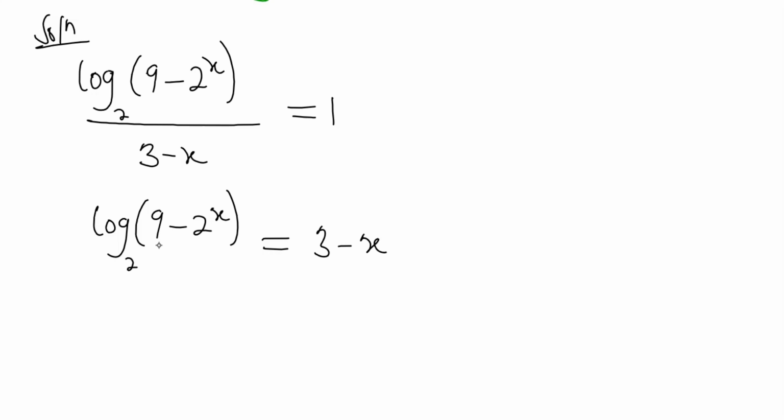So it means here, changing to exponential form, we are going to have our 9 minus 2 exponent x here, which is equal to, now the base 2 is going to have 3 minus x as its exponent if you are changing to exponential form. So simply, we are going to have here 2 exponent 3 minus x.